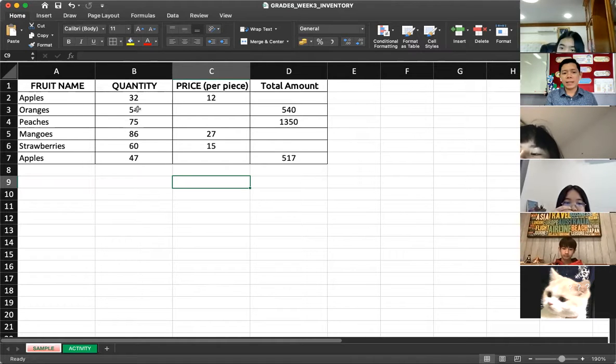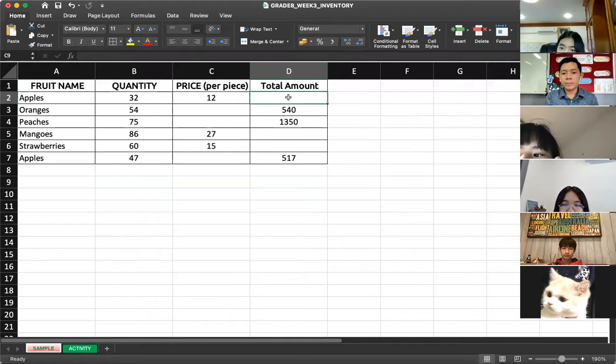Okay, and something like that. Okay, so on and so forth. And then we have here price per piece. Each apple, each orange costs something, and then the total amount. So for example, students, if you want to get the total amount of the apples here, the first set of apples, then what would you do?